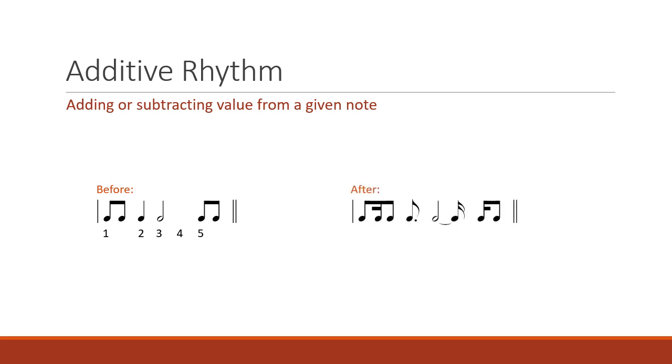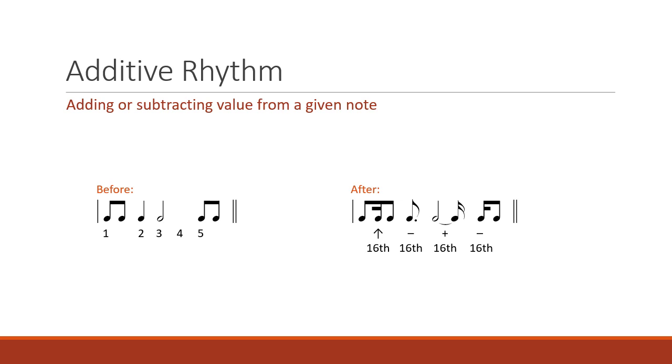We could take the first pair of 8th notes and just insert a 16th note between them. And then on the quarter note, we're going to subtract a 16th note from that, so that leaves us a dotted 8th note. And then for the half note, let's tie a 16th note to it, and that will give us a duration of 9 16th notes. And finally, the second to last 8th, we'll subtract a 16th from that, leaving us with just a 16th and an 8th.